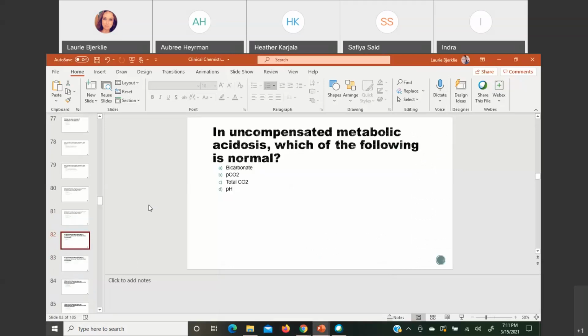In uncompensated metabolic acidosis, which of the following is normal? So in metabolic acidosis that is not being compensated yet, what is still normal?